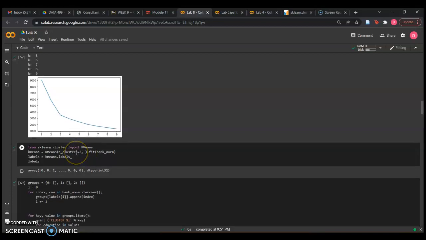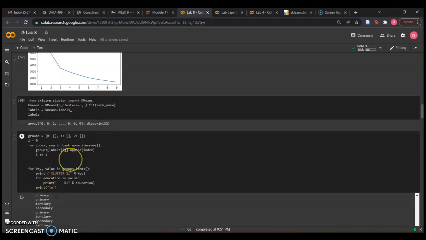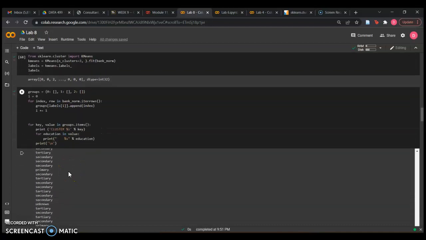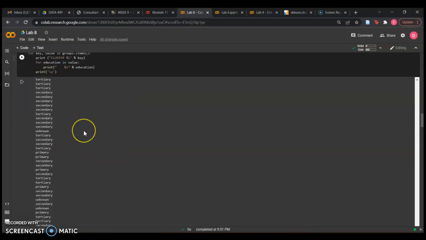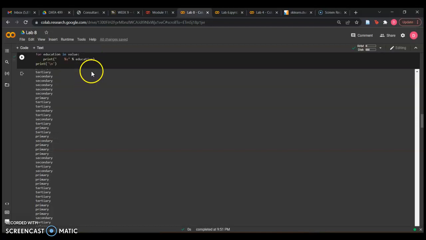You could see right here. So 3 clusters, that is. And then we get all of these different groups. Obviously, my data set is very, very big. So there's a lot of different types. A lot of entries just in one cluster. Since they're only divided 3 ways.